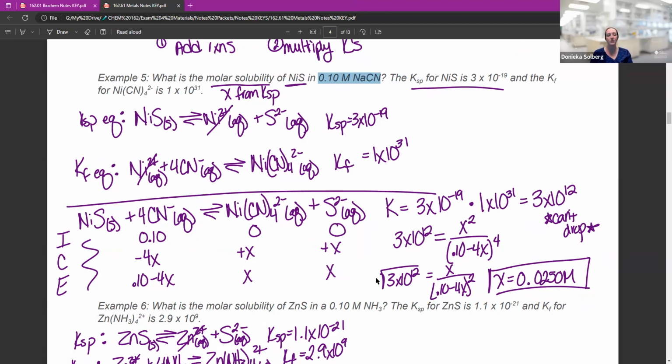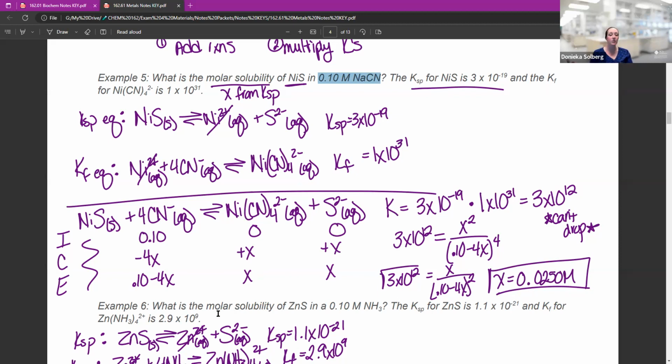Now I'm going to do a little algebra. You'll notice I square rooted both sides to get rid of this square, so it's x over 0.1 minus 4x squared. Then I used the solver in my calculator to solve for x. So x is 0.0250 molar. I was looking for molar solubility, and remember, molar solubility is x, so that is going to be your answer. If you wanted to do this without dropping the x, you would have to do all the algebra and a quadratic equation. So I would try number 6 on your own.